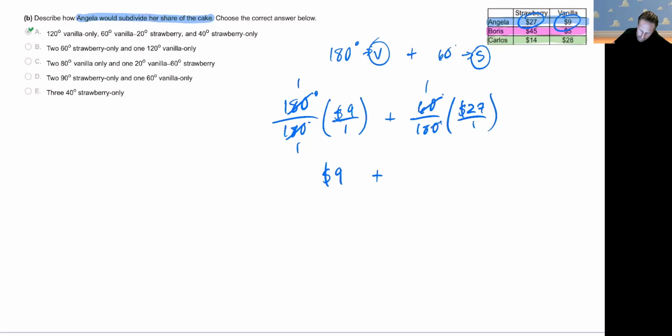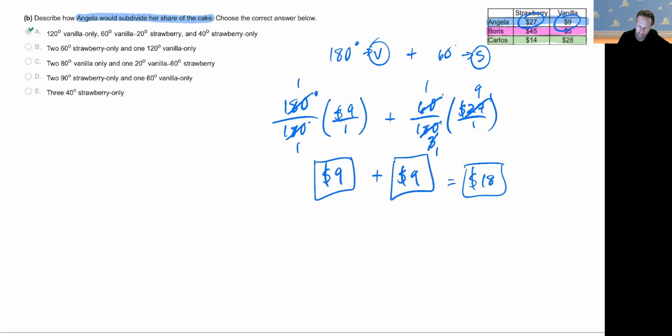And so again, that equates to 1/3. And we know 3 goes into 27 9 times. So that is another $9 value for a total of 18. So she values her share as $18. But the vanilla part as 9, and equally in value, that 60 degree little sliver of strawberry as $9.